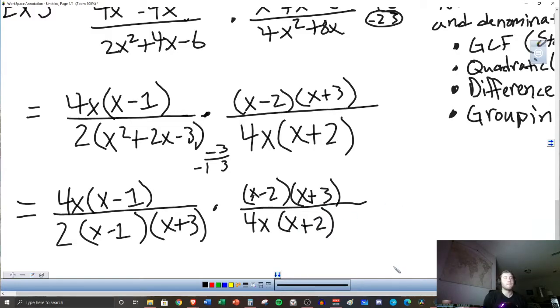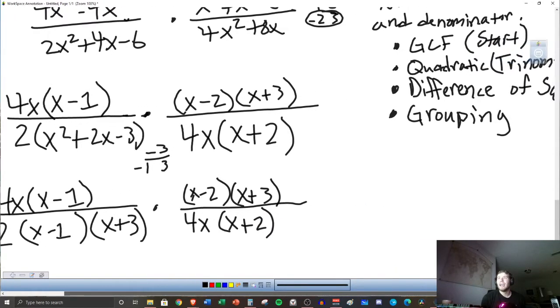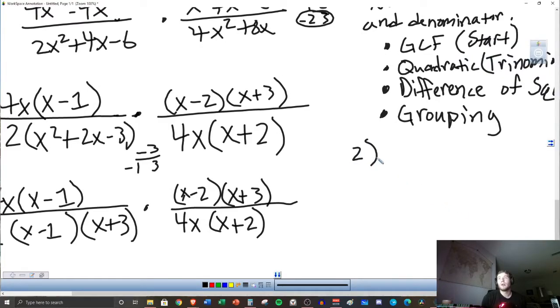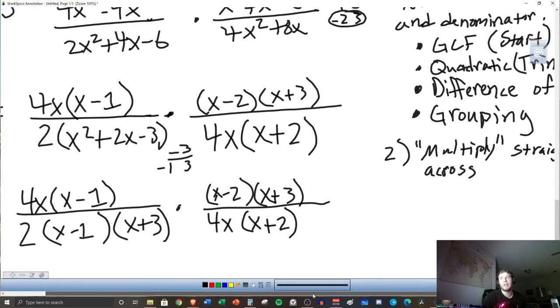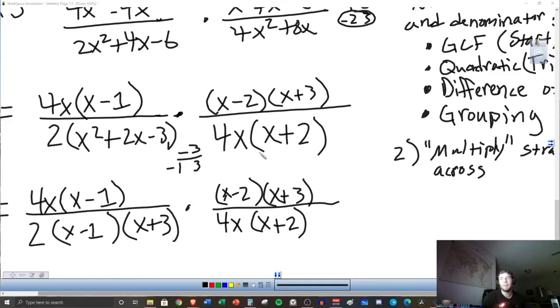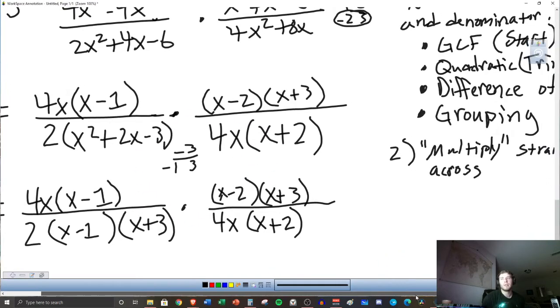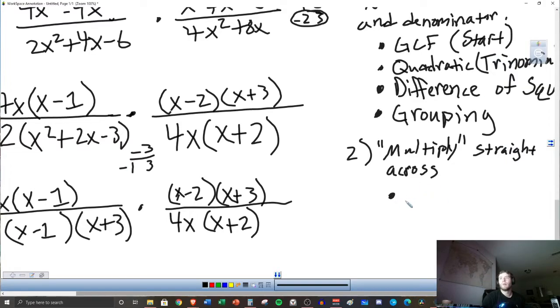Now, here comes the fun part of this, I guess. We are now going to, in quotations, multiply straight across. So we're not actually going to be doing any of the operations for multiplication, like box method, none of that. We don't need it. What we've essentially done is we've pre-simplified these problems. So let's put a little bullet point here.